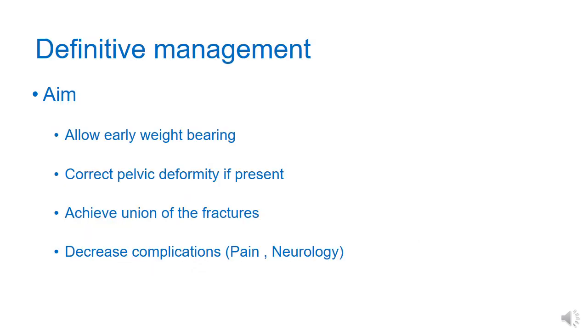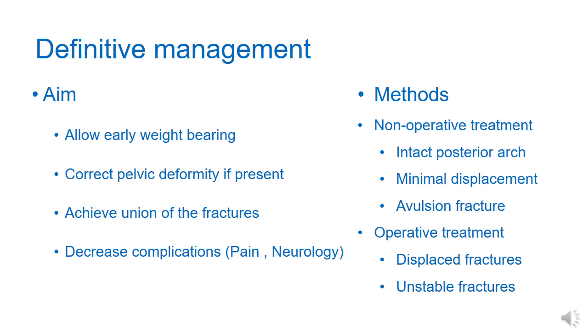What about the definitive management after the patient is stabilized? Our aims of definitive management will be to allow early weight bearing, to correct pelvic deformity if present, to achieve union of the fractures and to decrease complications, mainly pain and neurological deficit. We have 2 main methods, non-operative treatment and operative treatment. Non-operative treatment is indicated in stable pelvic fractures with intact posterior arch, minimally displaced fractures, and in avulsion fractures, while operative treatment is indicated in displaced and unstable fractures.